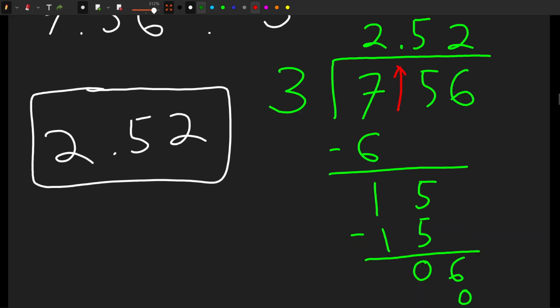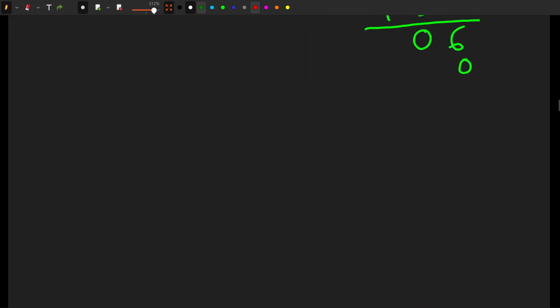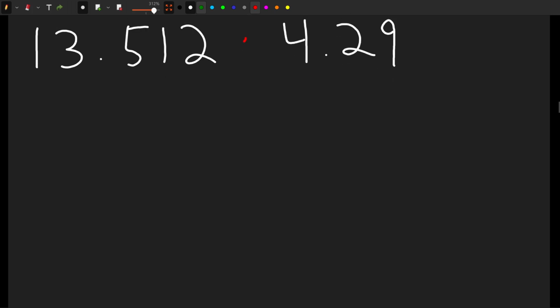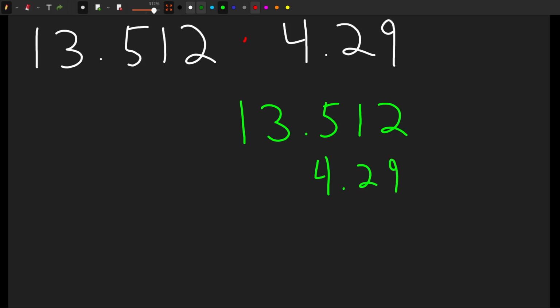For the fourth problem, we're going to go back to multiplication for the last time. And so we're going to have 13.512 times 4.29. So for multiplication, we're going to have 13.512, 4.29 on the bottom, multiplying it out.